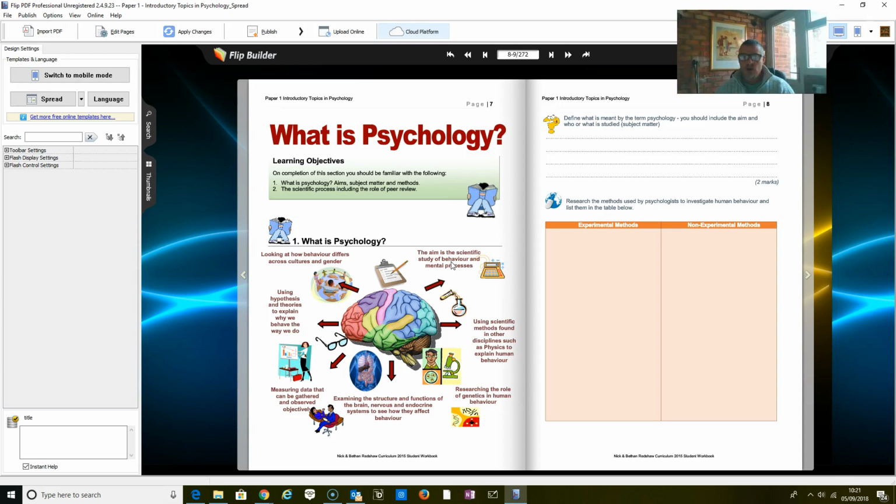And who or what is studied? So any of these. So what is studied? Well, genetics is studied. The nervous system is studied. Behaviour across different cultures and genders is studied. Any of those. So choose 2 things and include that in your answer. It's as simple as that. Okay? So don't look at these questions too deeply.